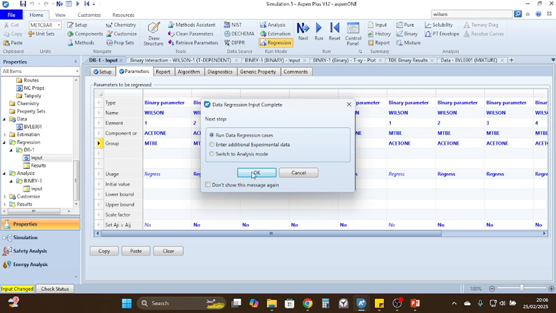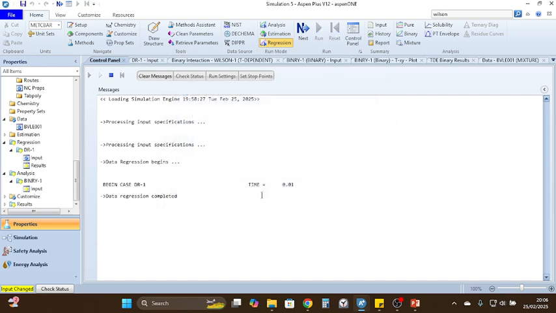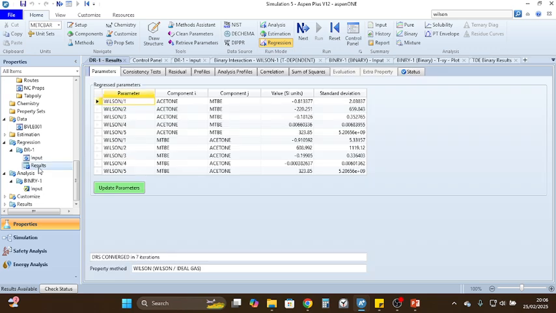Over here it is asking for run data regression cases. I'm going to click on OK. So the DR1 is there. We are going to click on OK. So the data regression is going to use this binary results from here. If you go to the results, you can see that all the parameters have been updated. Previously you only had 2 parameters, but now you have all the parameters that are required.